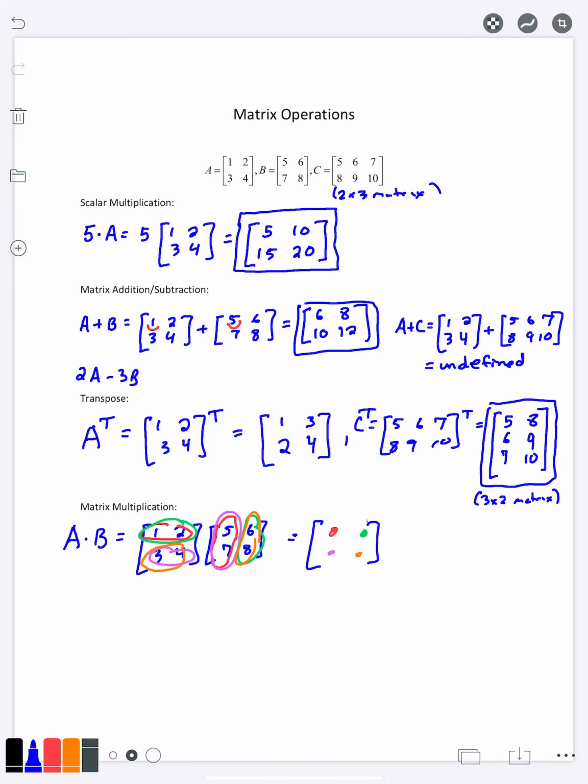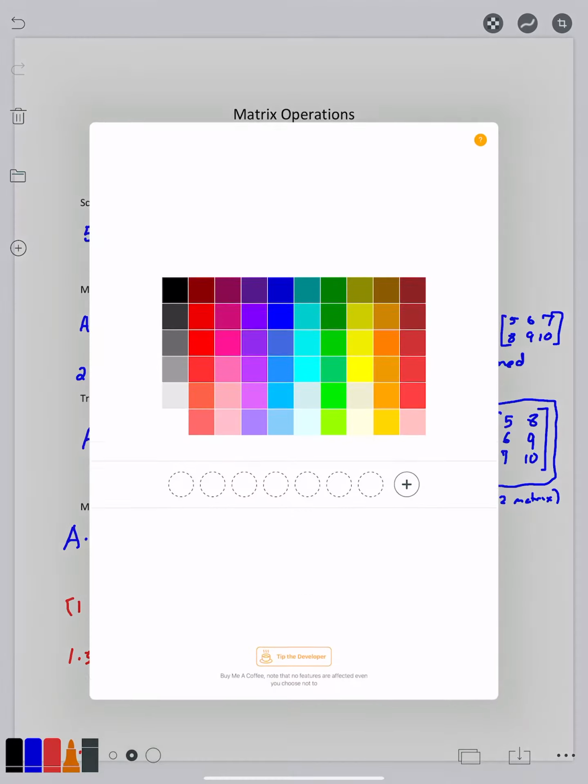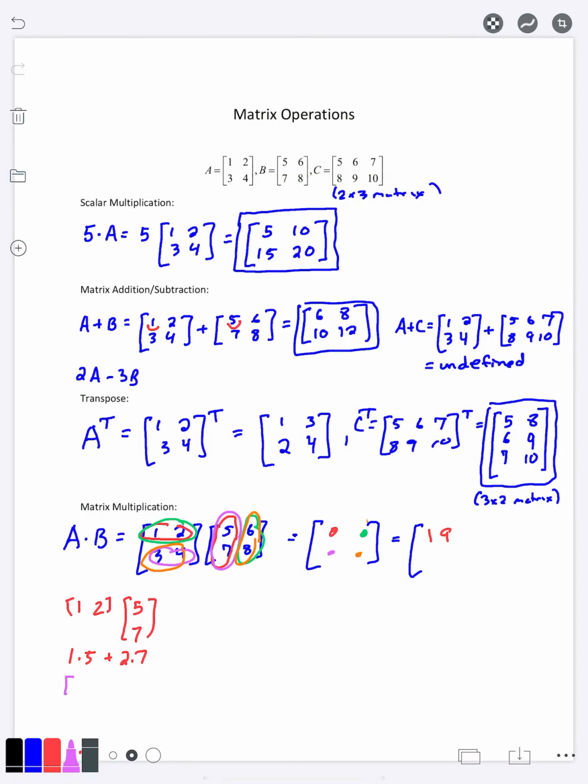And so what do we do with these things here? We take the numbers 1, 2, we take the numbers 5, 7, and we're going to do the following here. We're going to do 1 times 5 plus 2 times 7. And if you work that out, it's going to be 5 plus 14 is 19. And I'll actually just make that red so we remember where it came from. Then when I'm going to do my purple one here, that was where I had 3, 4, and 5, 7. I would do 3 times 5 plus 4 times 7 is 15 plus 28 is 43.